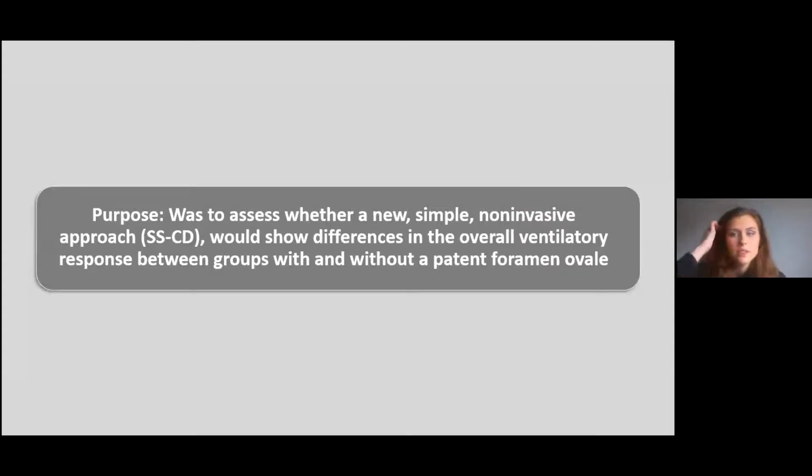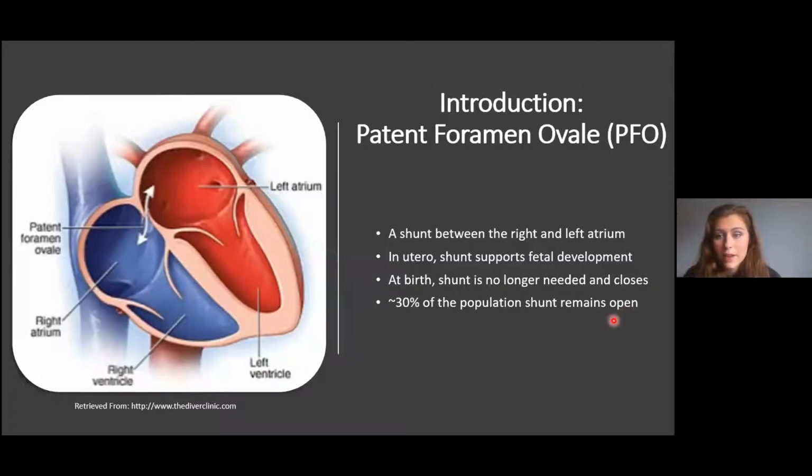So our purpose was to assess whether this new, simple, non-invasive approach, the SSCD, could show differences in the overall ventilatory response between groups with and without a patent foramen ovale. So a patent foramen ovale, which I'll refer to as a PFO, is a shunt located between the right and left atrium. So in the picture, the right atrium is the top blue circle, while the left atrium is the top red circle. And this white arrow is where the PFO would be located.